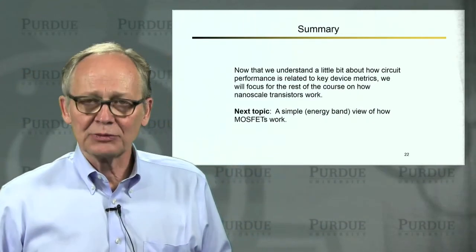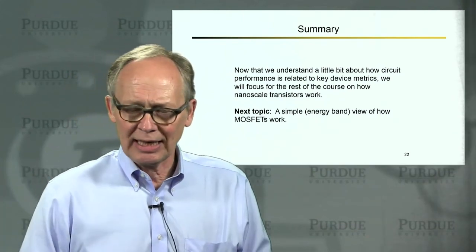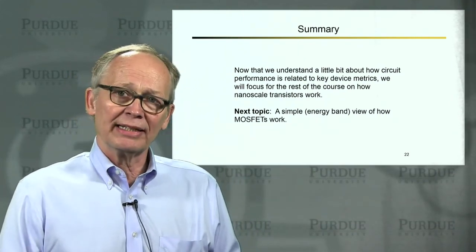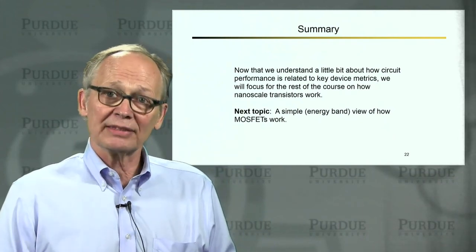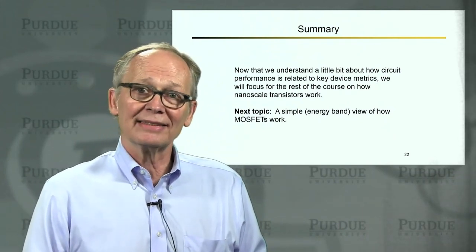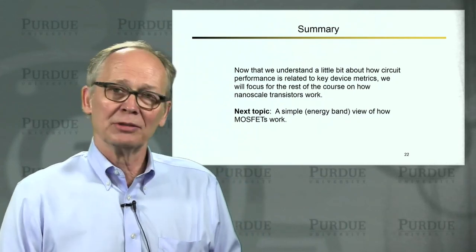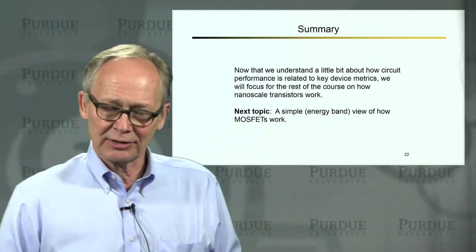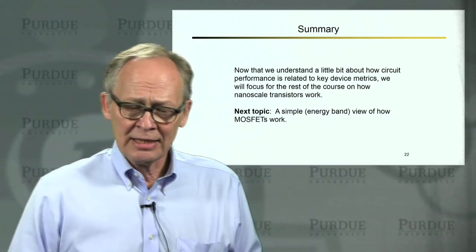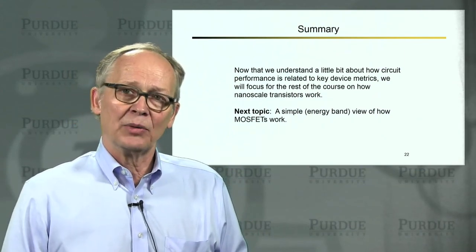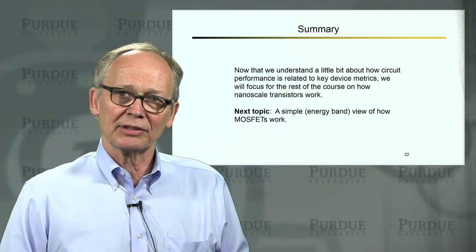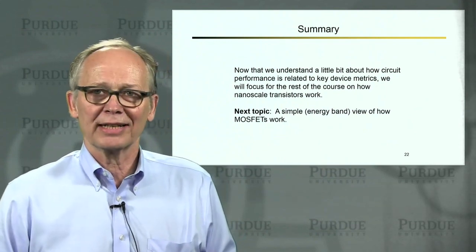So just to summarize, we understand a little bit now about how circuit performance is related to some of these key device metrics. Now we're going to focus for the rest of the course on what goes on inside these transistors, what determines the magnitude of these device metrics, and how we make good transistors. So we'll continue then in Unit 1 with a very simple look at how we understand the IV characteristics of a transistor. That'll be the topic for the next lecture.